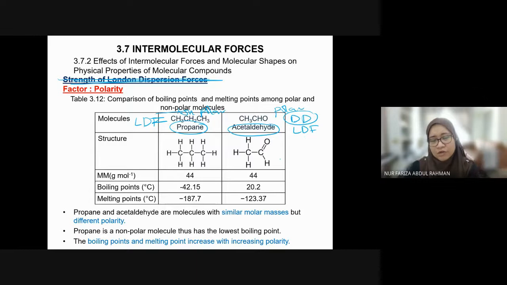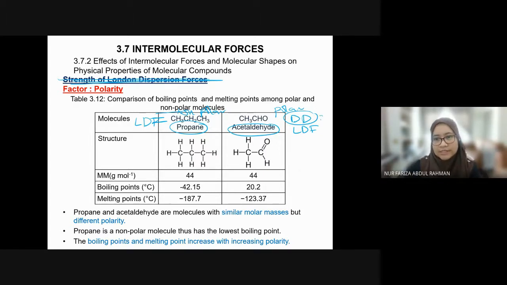Kalau dia dah stronger, of course the boiling point will be higher, kan? Because the boiling point is the energy needed to break the forces for the molecule to become gas. That is boiling point. Melting point is the opposite of boiling point. Dia nak jadi liquid balik. Okay, so itu adalah boiling point.